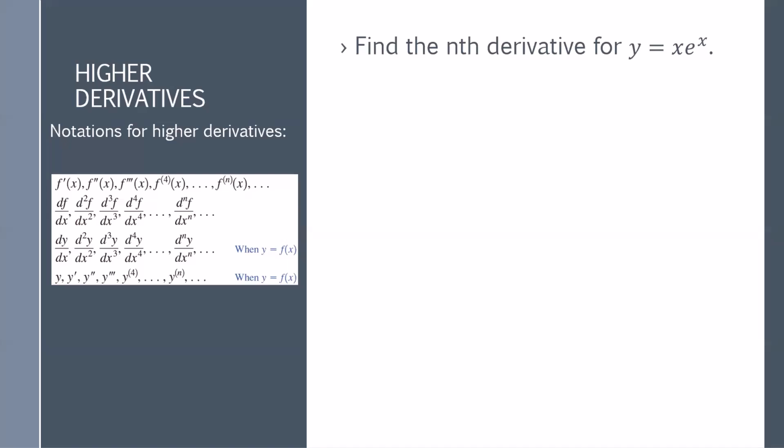We might be interested in finding the nth derivative for a function. For example, y equals x times e to the x. Well, our first derivative, by the product rule, is e to the x plus x e to the x. Our second derivative is just the derivative of y prime. In this case, e to the x plus e to the x plus x e to the x, or 2 e to the x plus x e to the x.